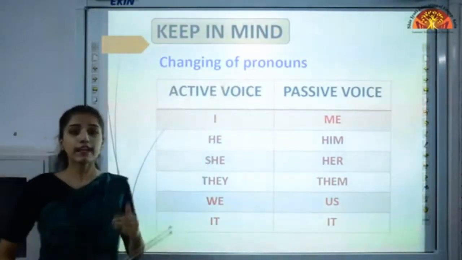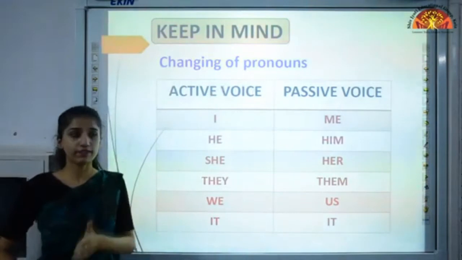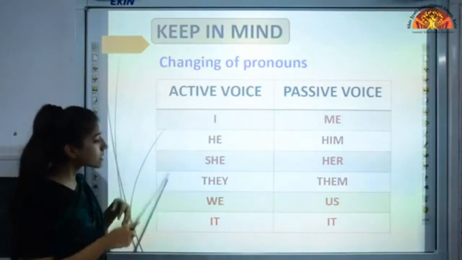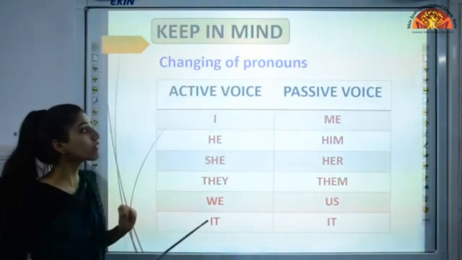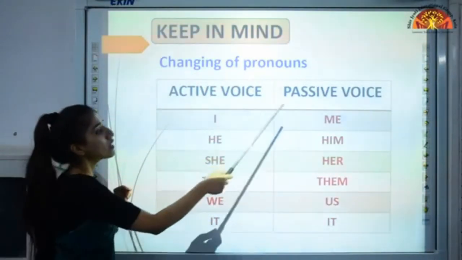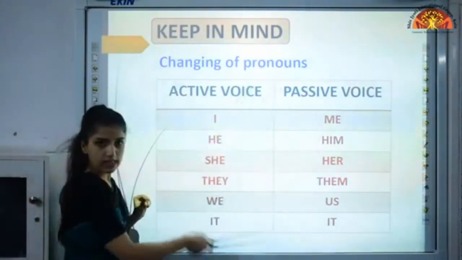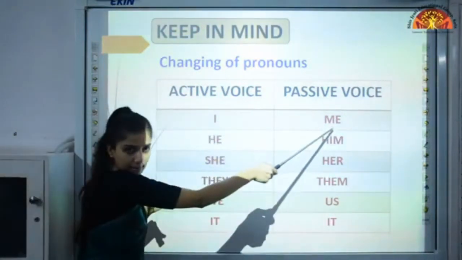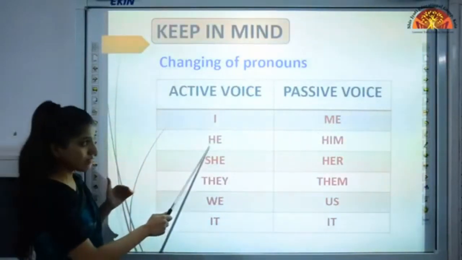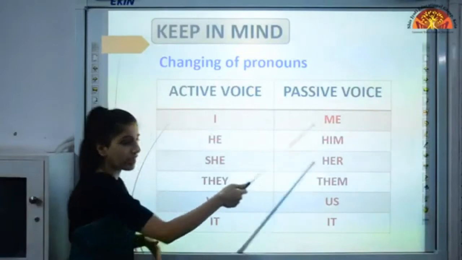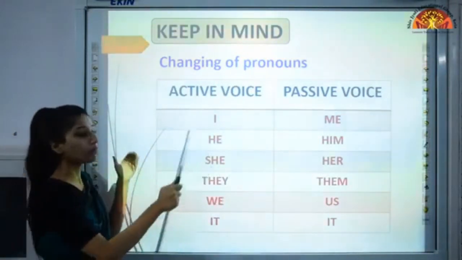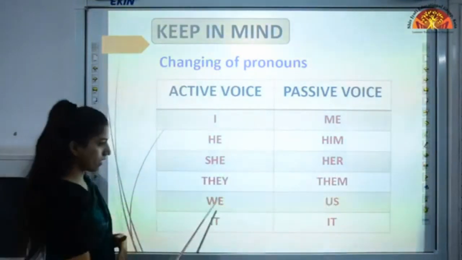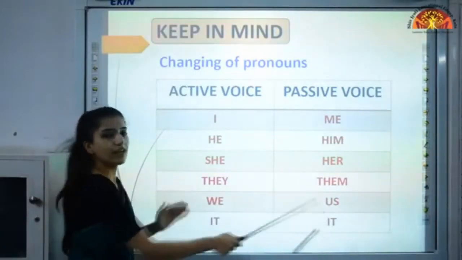Changing of pronouns. Whenever we are converting active voice into passive voice, if in the subject's place there is a pronoun, we will be changing that pronoun into these pronouns. You can see, if the subject pronoun is I, the object pronoun will be me. If the subject pronoun is he, the object pronoun will be him. If the subject pronoun is she, then the object pronoun will be her. If the subject pronoun is they, then them; we, us; and it will remain it only.